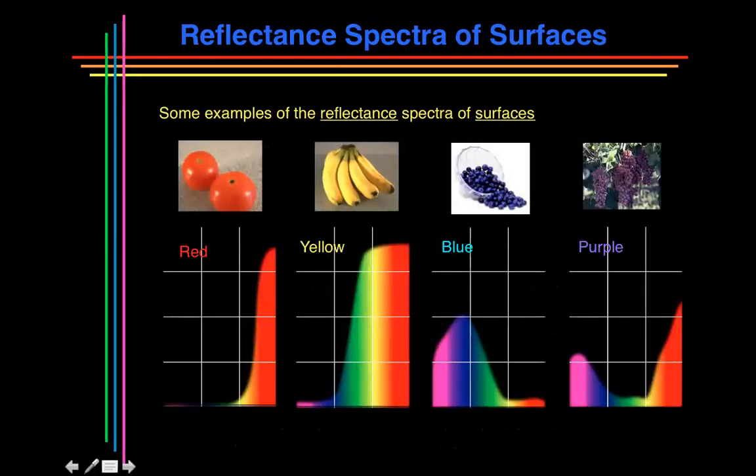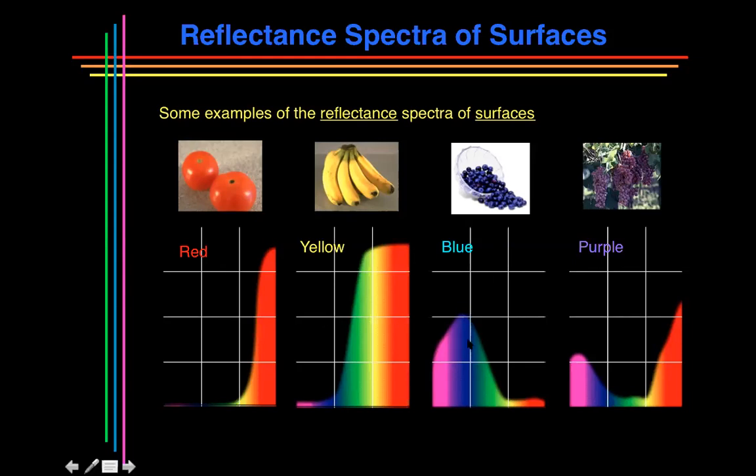Now, here you have some reflectance spectra of some surfaces. You see how the spectrum looks for red tomatoes. For yellow bananas, you also see that you have some red, yellow and also green. We'll encounter green later, to see that basically people are more sensitive to green.